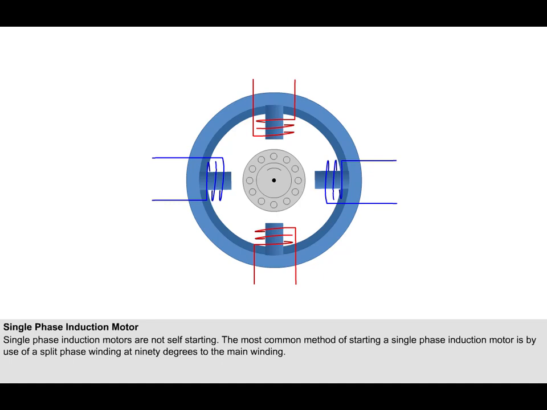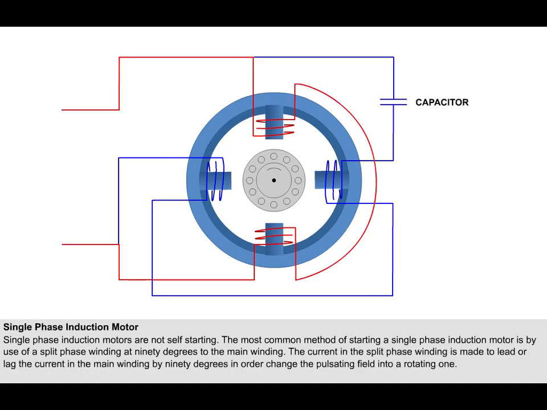The most common method of starting a single-phase induction motor is by use of a split-phase winding at 90 degrees to the main winding. The current in the split-phase winding is made to lead or lag the current in the main winding by 90 degrees in order to change the pulsating field into a rotating one. This can be done by the use of capacitors, inductors, or resistors.